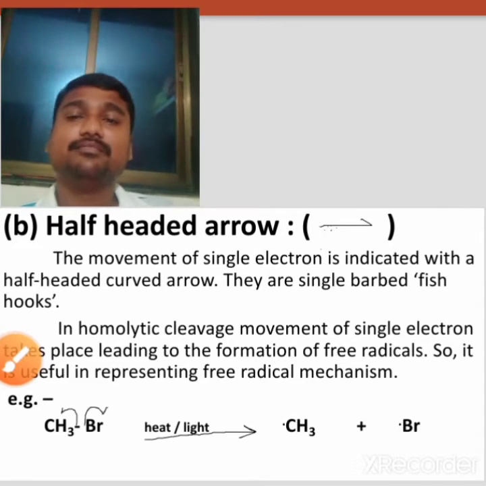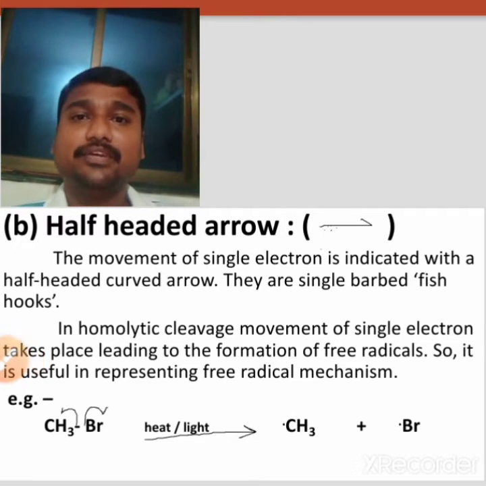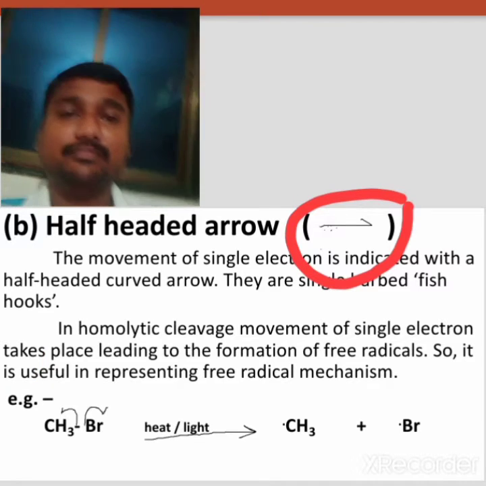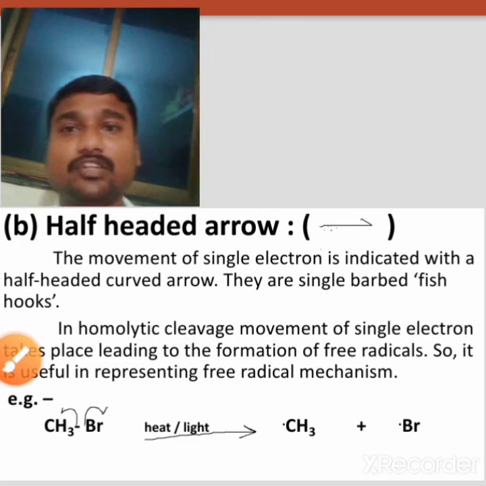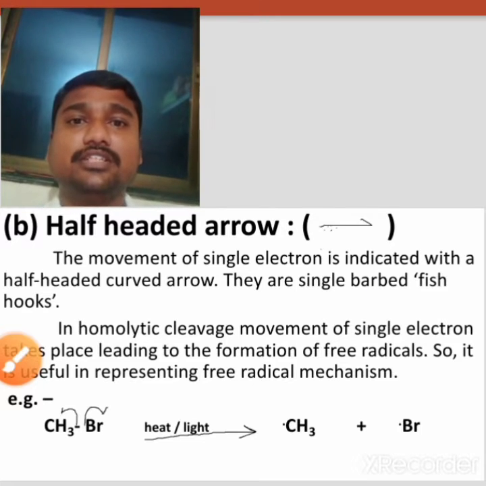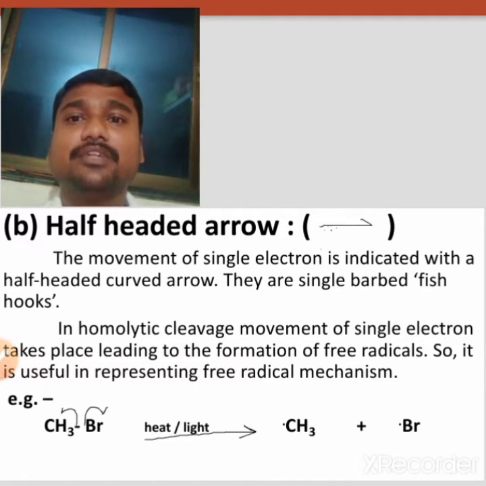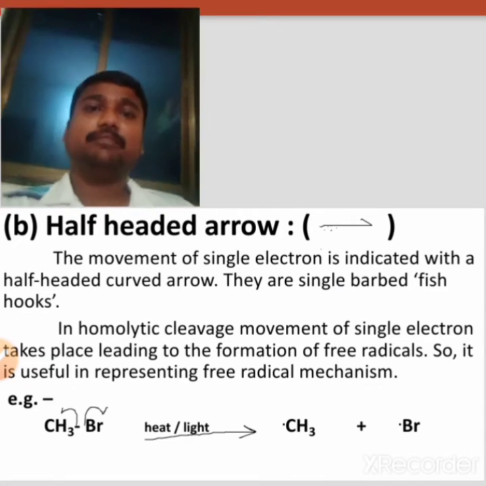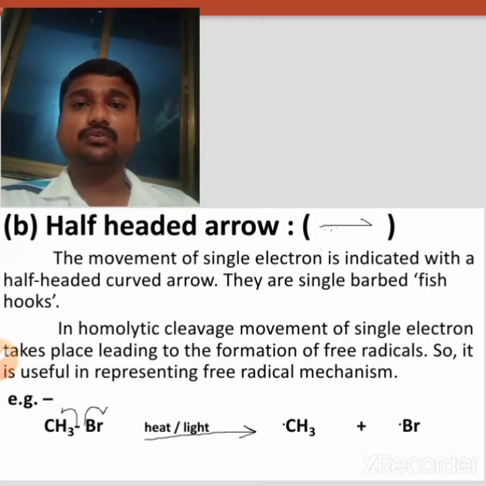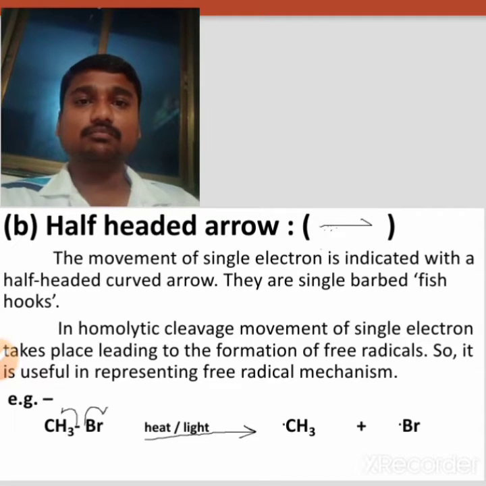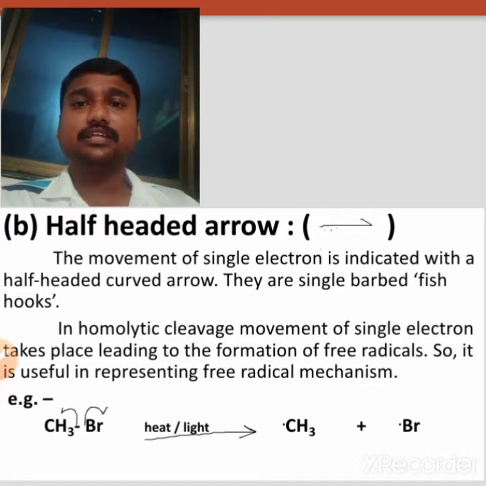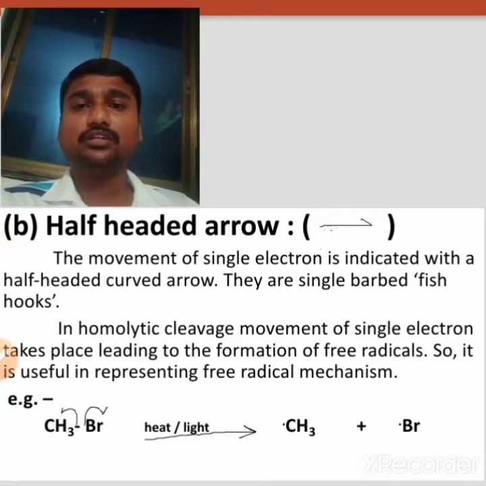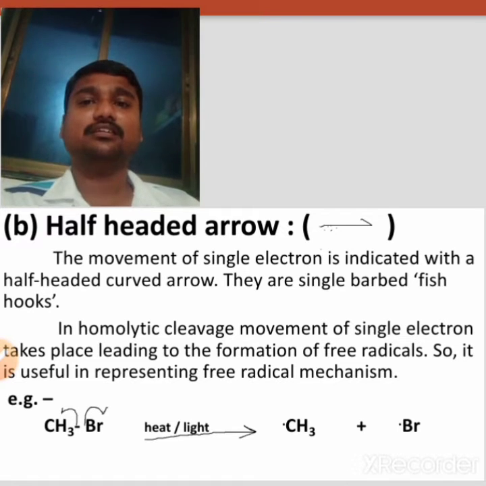Then second type, half headed curved arrow. It is denoted by this half headed curved arrow. The movement of a single electron is indicated with a half headed curved arrow. They are single barbed fish hooks. In homolytic cleavage, the movement of a single electron takes place leading to the formation of free radical. So it is useful in representing free radical mechanism.